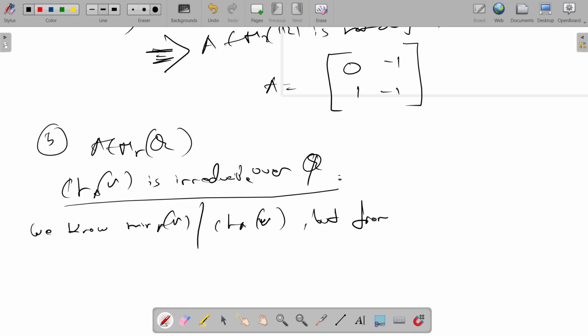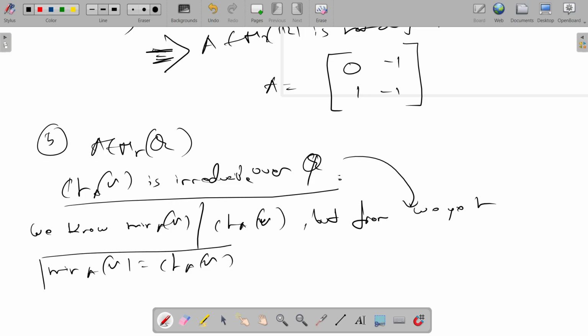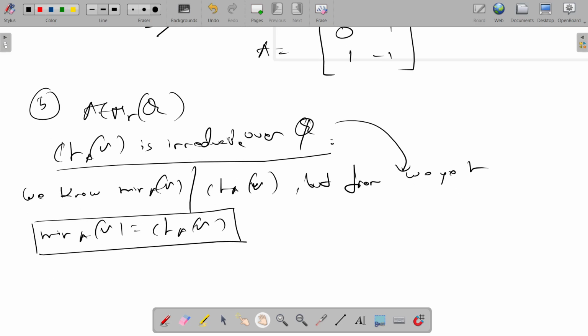From this we get that the minimal polynomial and the characteristic polynomial are the same. Now if the minimal polynomial splits into distinct linear factors in C, then A is diagonalizable. Otherwise it is not. So let's see if that happens or not.